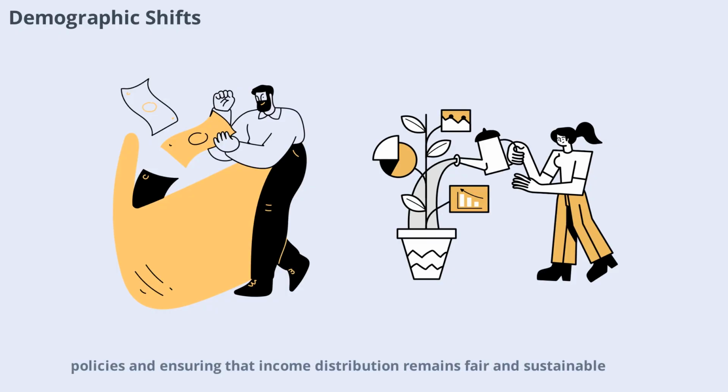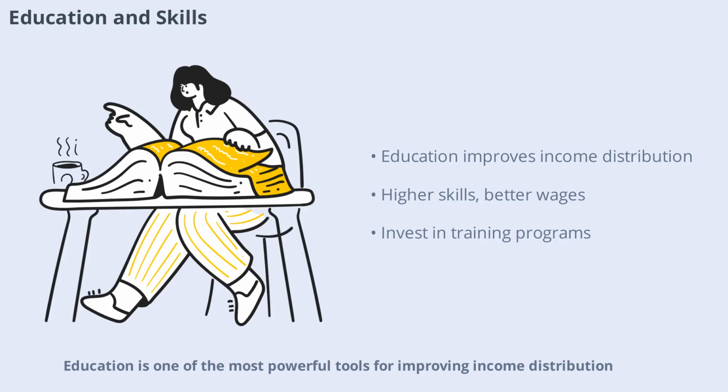Education is one of the most powerful tools for improving income distribution. Higher levels of education and skill development lead to better job opportunities and higher wages. Governments can promote more equitable income distribution by investing in education and training programs, helping workers adapt to changing economic conditions.